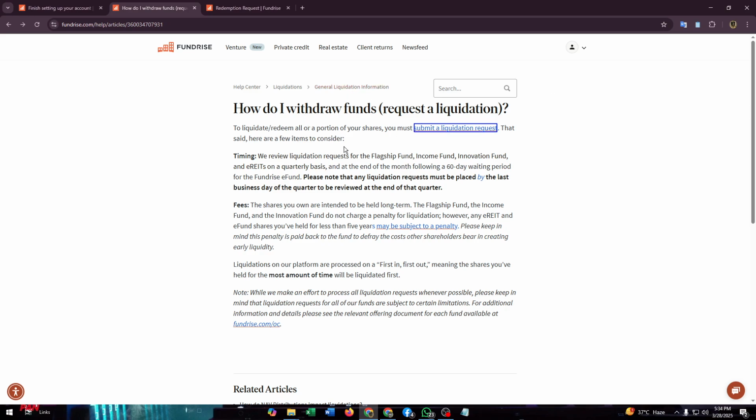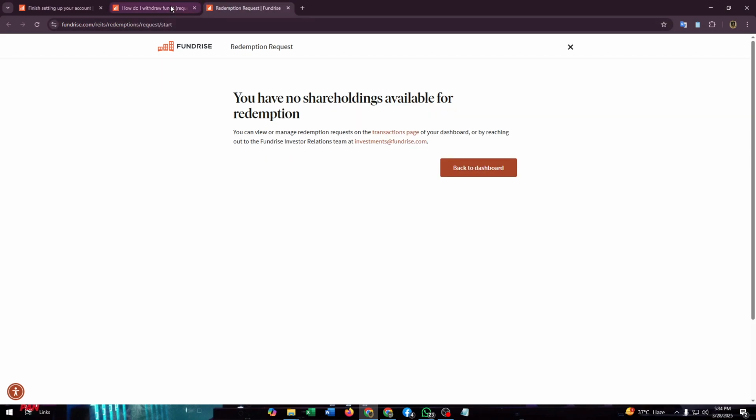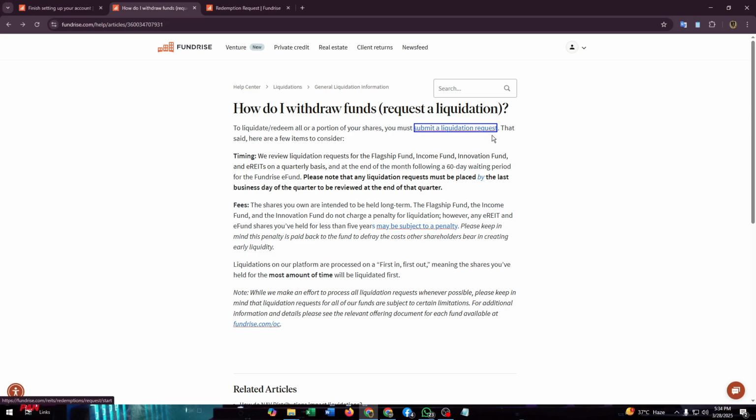So that's how you can easily withdraw your funds. You can just submit a liquidation request, then they can accept your request. Whenever they accept your withdrawal request or liquidation request, then you will get an email from them, and you can confirm that withdrawal process. Then you can get your money at your expected destination.